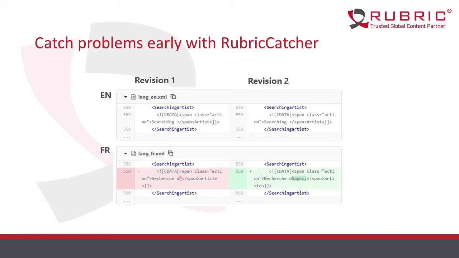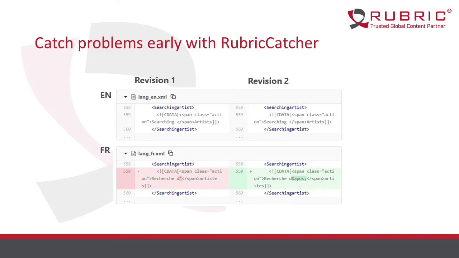So in this case, between revision 1 and revision 2 of a piece of content, it has detected that the English did not change, but the French did change between those 2 revisions, and that's not normally expected. If the source doesn't change, we don't expect the target to change. In this case, it's actually not a linguistic change that's occurred, it's an encoding change.